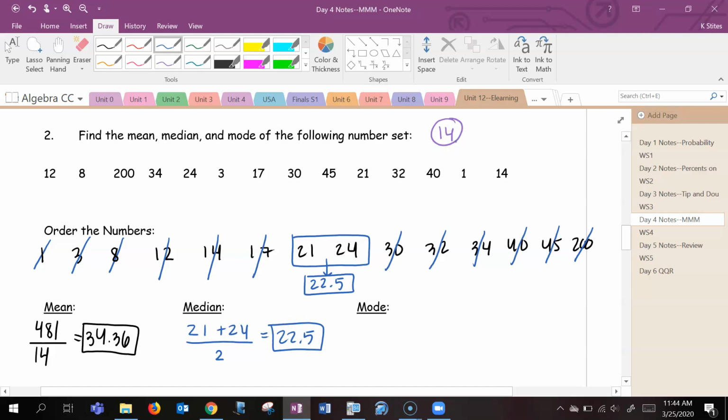All right, the mode is the number that occurs most frequently, and if we look, it looks like all of our numbers are different. We don't have any repeated, so there is no mode.